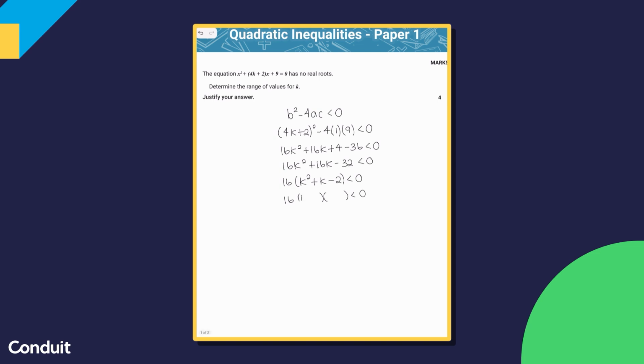Multiplying to get k squared is k and k. Multiplying to get 2 is 2 and 1. Adding and subtracting to get the positive k must be a positive 2 and a negative 1.